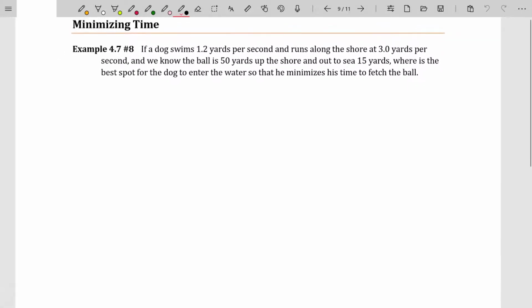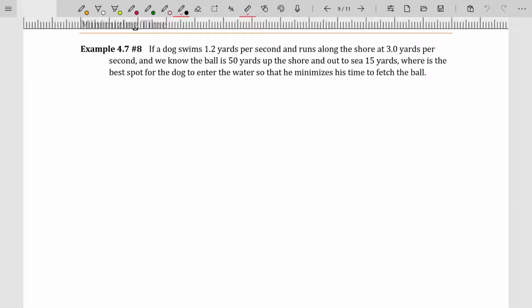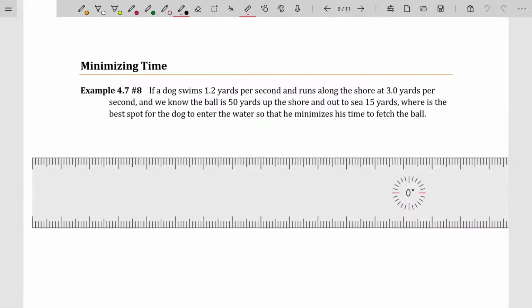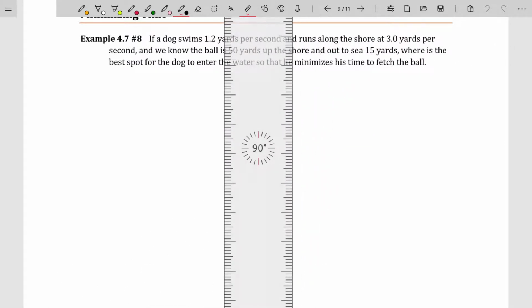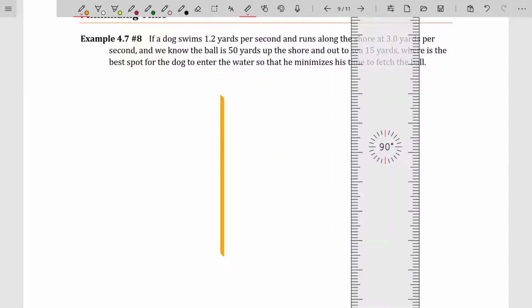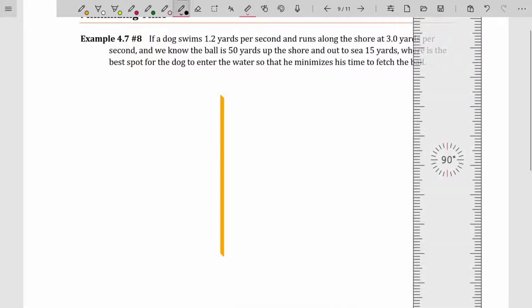So I've read the problem. It might be the case that you're looking at that going, I don't know what is going on with this. So let's draw a picture. We have a shoreline. I will use this for our shoreline here. There we go. There's our shoreline. Right? And let's just pretend that we are standing right here. That's the start. That's where we're standing.